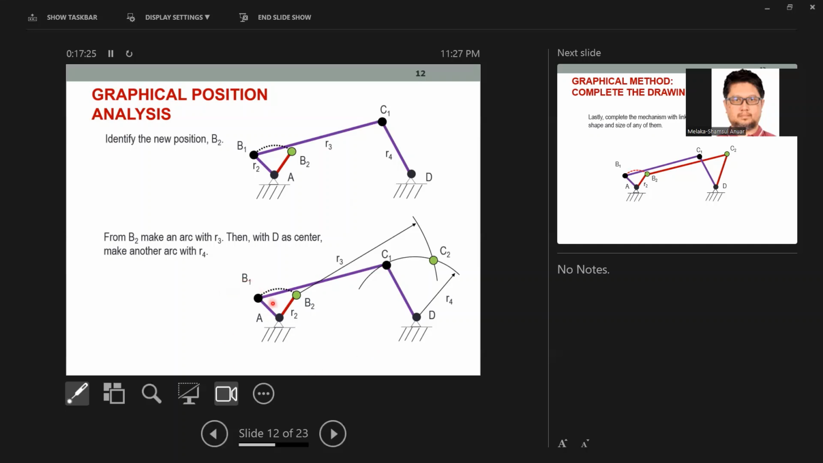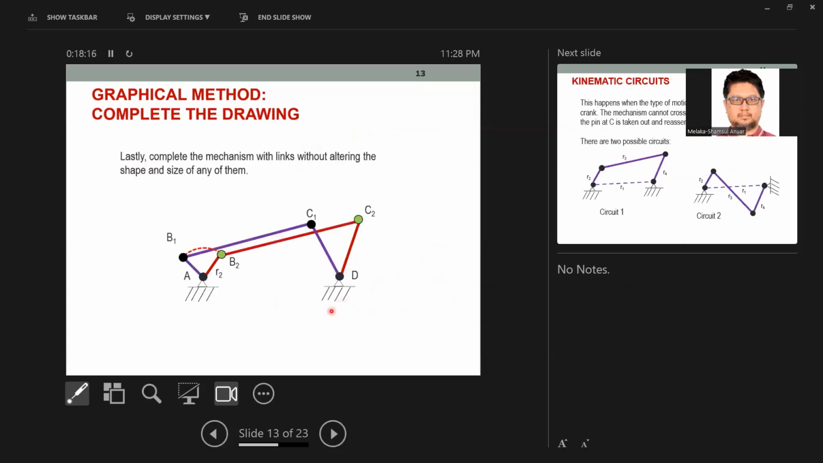Here, if you already know the new position of B2, and since you know R3 will be maintained, as well as R4, you can scribe an arc like that from B2, and from D you can scribe R4, and then you get the intersection. This is the location for C2. Then just complete the mechanism and move on from there.